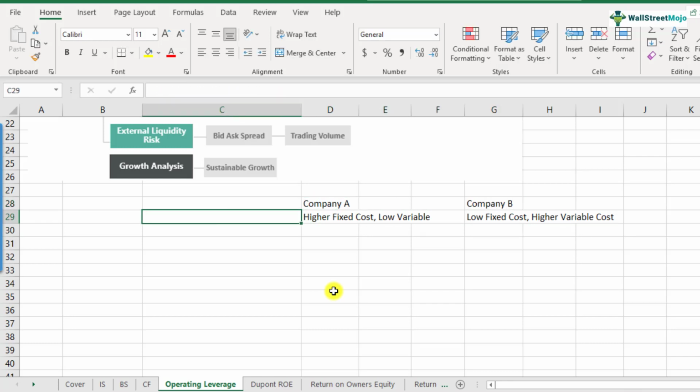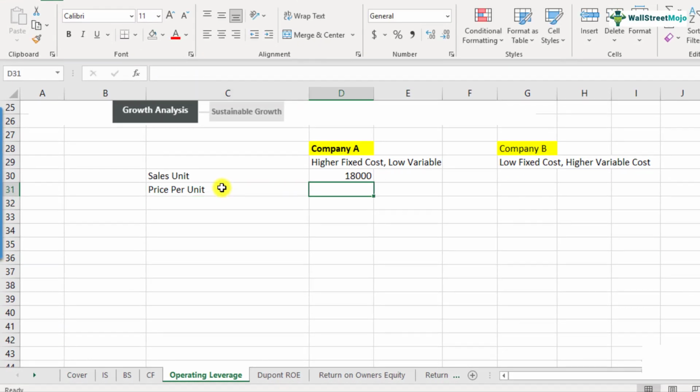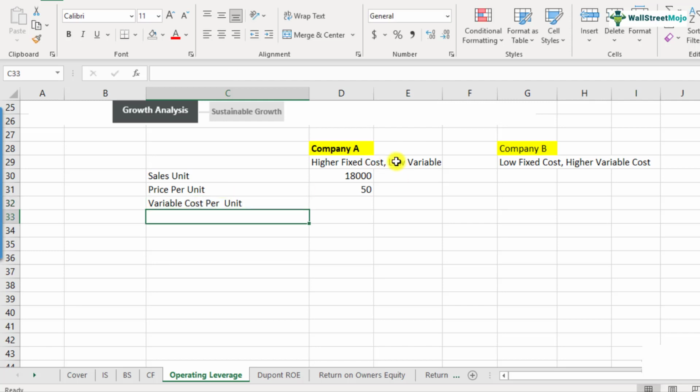So we'll take a numerical example to finally understand the meaning of operating leverage. Let's say both the companies are similar in almost everything, in terms of the number of sales units, average selling price and everything. The only two variables that will change are the fixed cost and the variable cost. Let's assume that the total number of sales units sold by company A is 18,000 and the price per unit is $50. Variable cost per unit: since this is a high fixed cost and low variable cost company, let's keep the variable cost at $5 per unit.